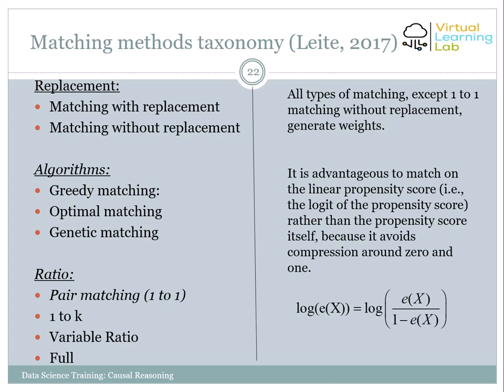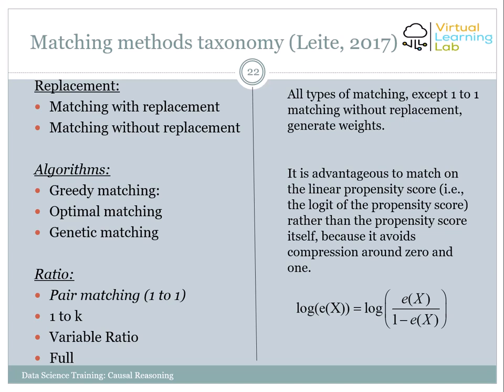Algorithms: some algorithms perform better. Greedy is the simplest algorithm, which is just, for each treated unit, find the closest untreated unit in terms of propensity score without considering the overall balance of the distributions. So without considering the other units. And that is the most common, but also the simplest form of matching. Optimal matching and genetic matching are more complex. Genetic matching tries to minimize the distance between covariates, so it optimizes on covariate balance.